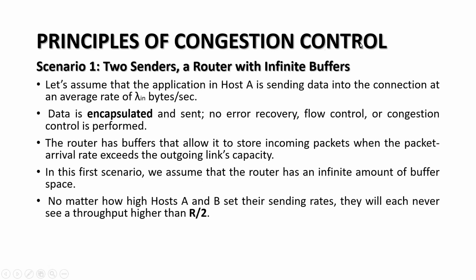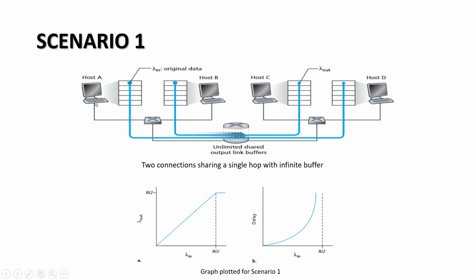Talking about the principles of congestion control, there are three principles or three scenarios. In the first, there are two senders and a router with infinite buffers. As we can see, host A and host B are connected via a router to host C and host D. Host A is sending some data, where lambda in is the transmission rate from the application layer and R is the link capacity. Meanwhile host B also wants to send some data to host C.